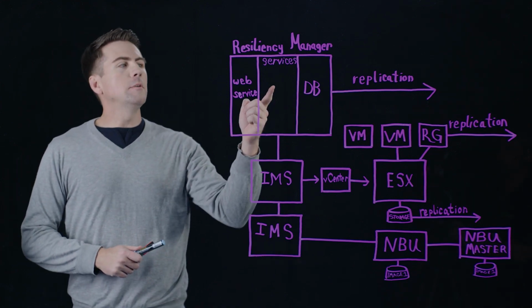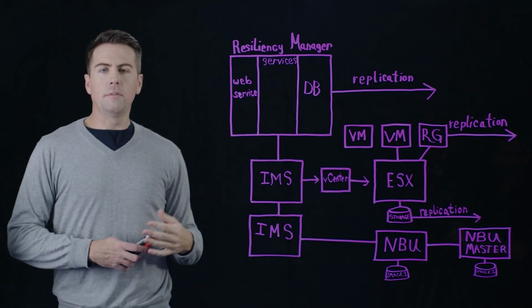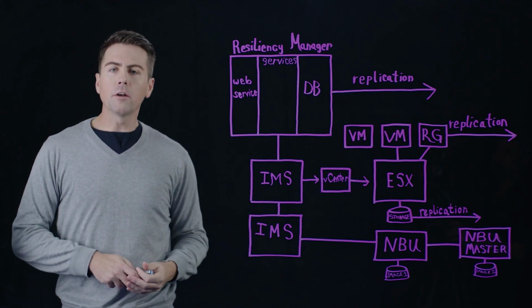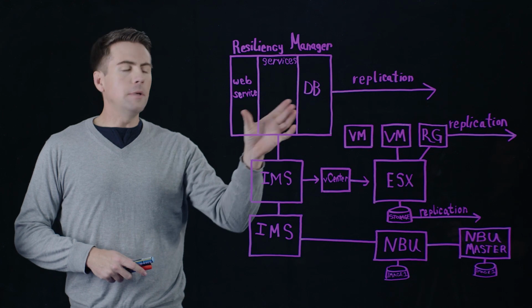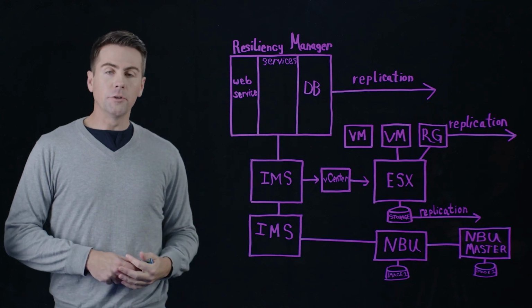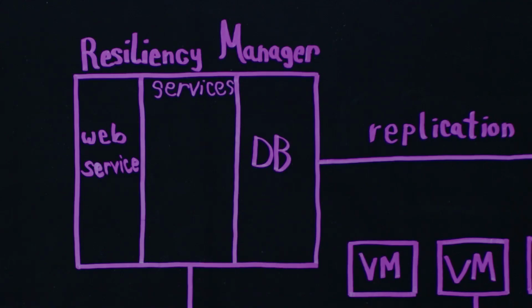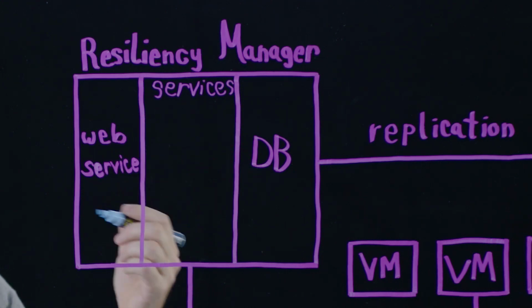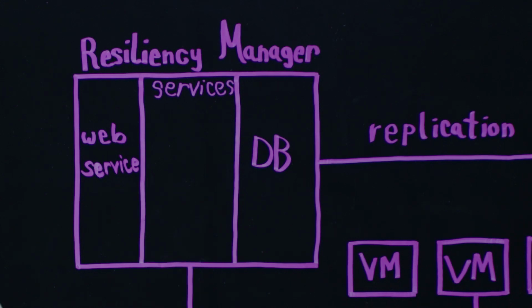So starting here with our Resiliency Manager, this is sort of the overall operations manager for our Resiliency Platform environment. There's a few different pieces here that are part of the Resiliency Manager. First thing is our database. So this is where essentially everything is stored. We also have our services. So these are the utilities that essentially run the Resiliency Platform environment.